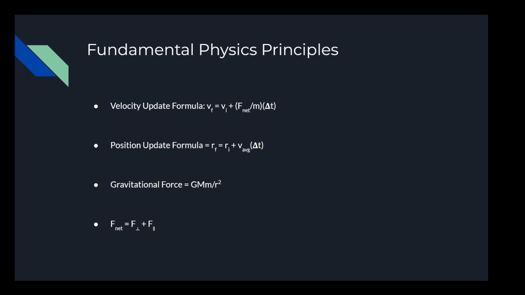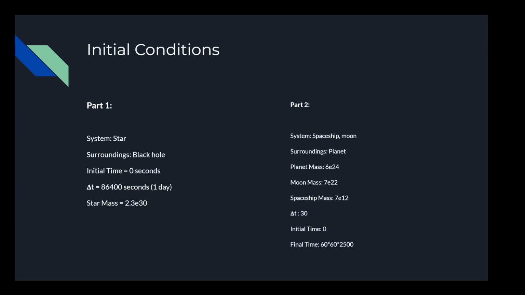For both parts, in each iteration, some initial conditions. In part 1, the system was a star, the surroundings was a black hole, initial time was 0 seconds, change in time was 86,400 seconds, which is equivalent to a day, and the star mass was 2.3 times 10 to the 30. For part 2, the system was a spaceship and moon, the surroundings were a planet, the planet mass was 6 times 10 to the 24th kilograms, the moon mass was 7 times 10 to the 22nd kilograms, spaceship mass was 7 times 10 to the 12th kilograms, change in time was 30 seconds, initial time was 0, and final time was 60 times 60 times 2500 seconds.